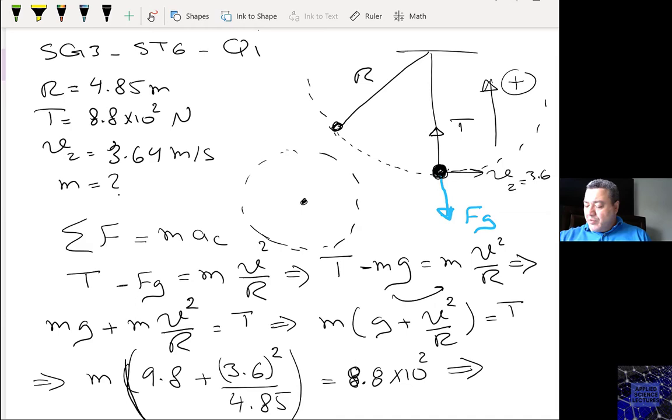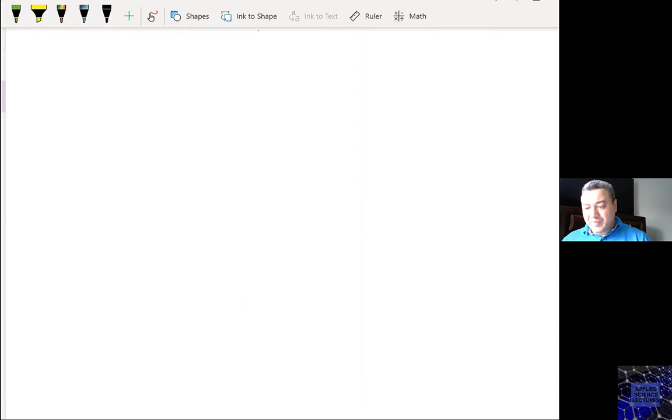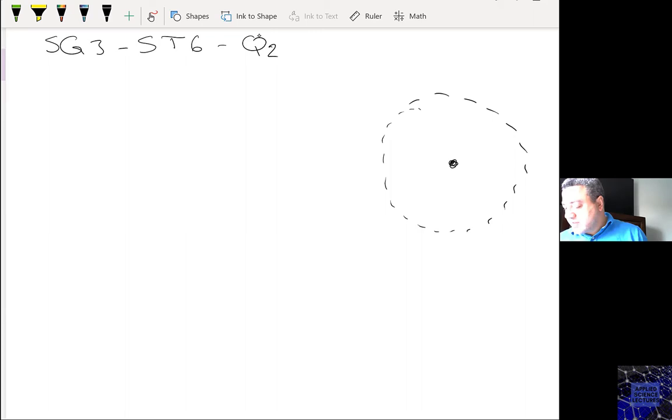Now let's move on to the next example. In the next example, I have also study guide 3, self-test 6, question 2, this time. In this problem, we have a child that has tied a ball of mass. This is the hand of the child, and he tied a rope, a ball of mass, that has a mass of 255 grams.